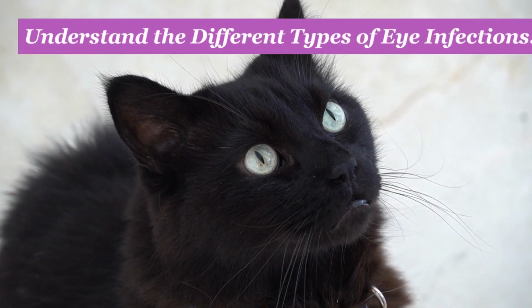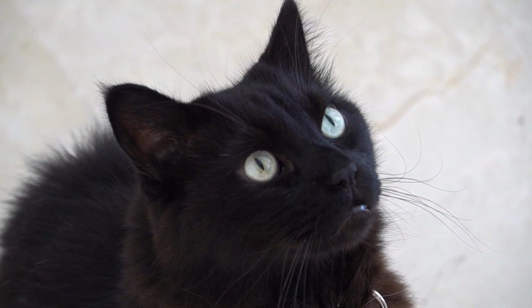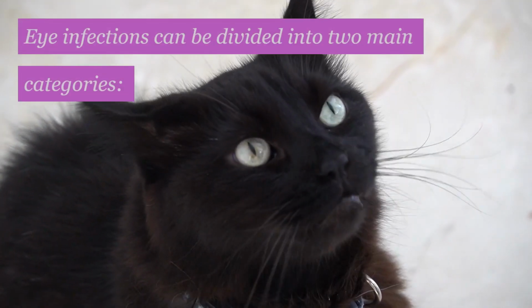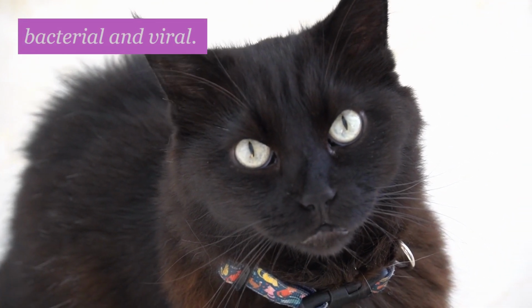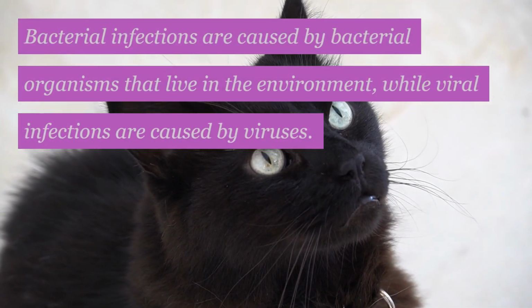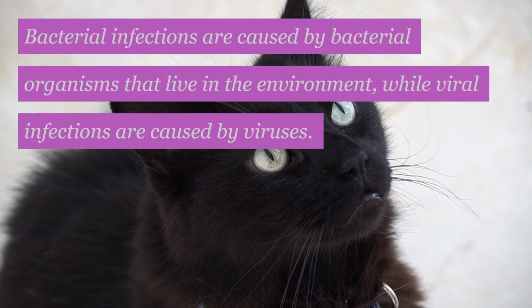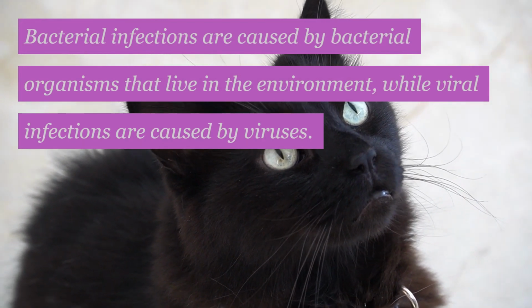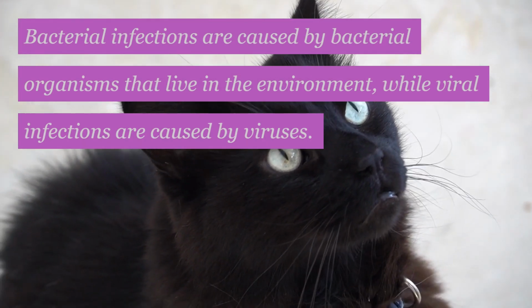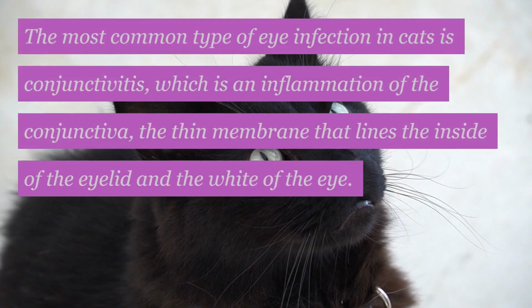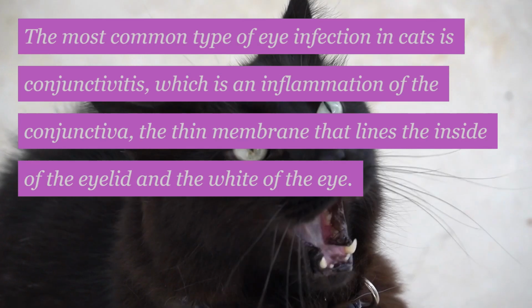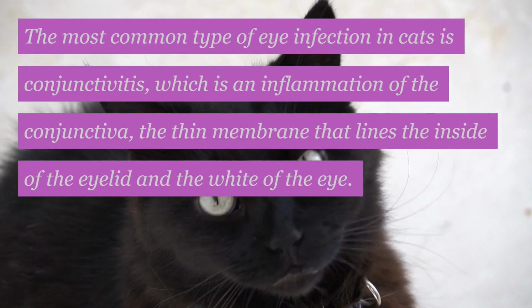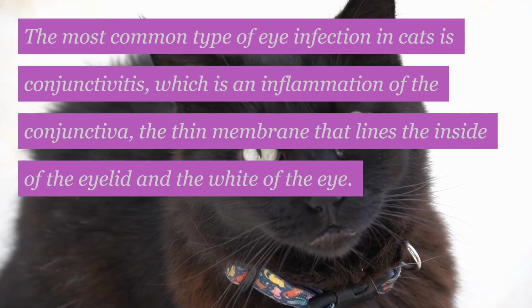Understand the different types of eye infections. Eye infections can be divided into two main categories: bacterial and viral. Bacterial infections are caused by bacterial organisms that live in the environment, while viral infections are caused by viruses. The most common type of eye infection in cats is conjunctivitis, which is an inflammation of the conjunctiva, the thin membrane that lines the inside of the eyelid and the white of the eye.